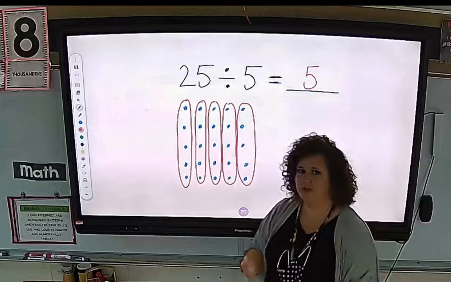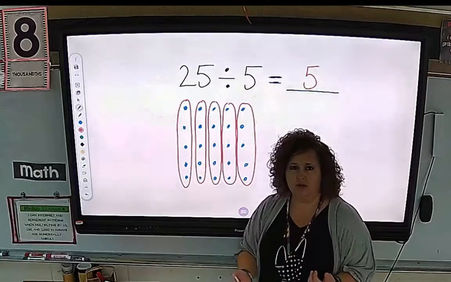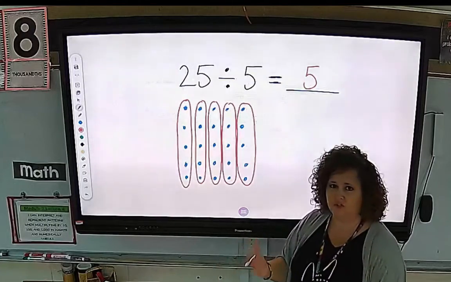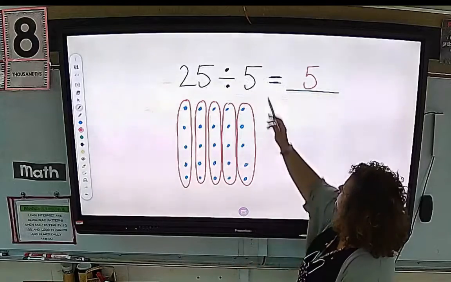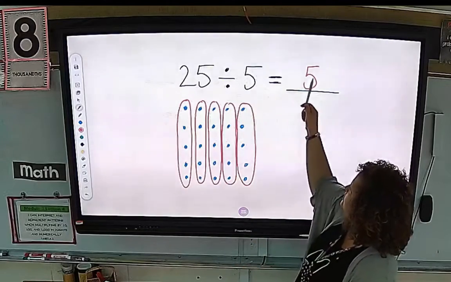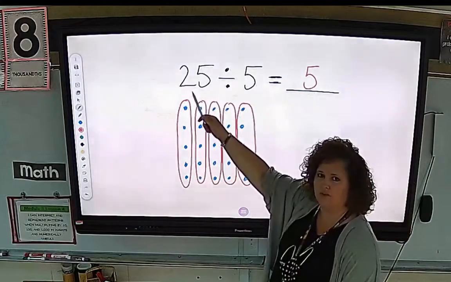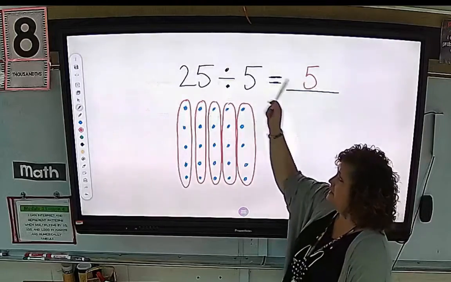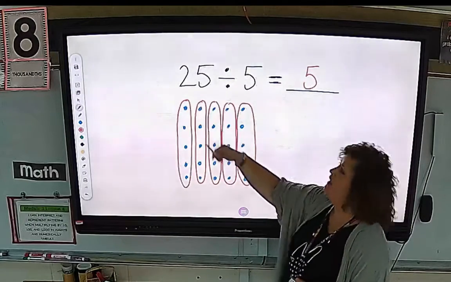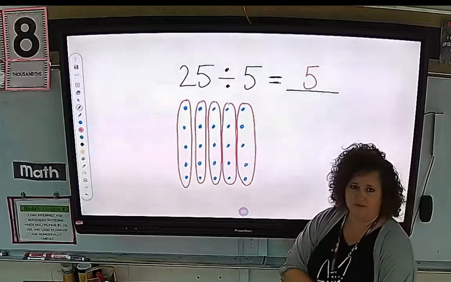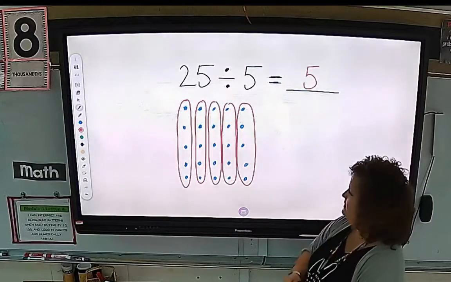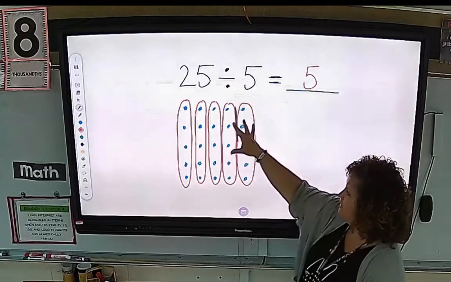The better you get at division, you'll understand how these are fact families, just like in multiplication, where you might have asked yourself, 5 times what equals 25? And that would have also given you 5. Okay, that's another way to think of it. So this is one strategy.